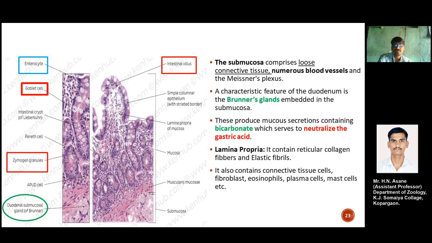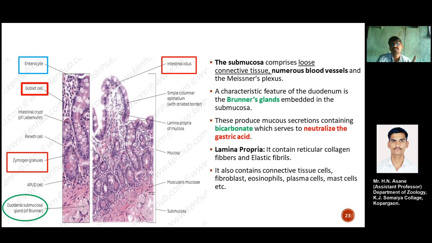Then will be the lamina propria of the mucosa. The lamina propria of the mucosa layer is going to contain reticular collagen fibers, as well as many elastic fibers. The elastic fibers are going to provide flexibility, and the collagen fibers are going to provide rigidity, to get proper direction for this submucosa and mucosa layer of the duodenum.